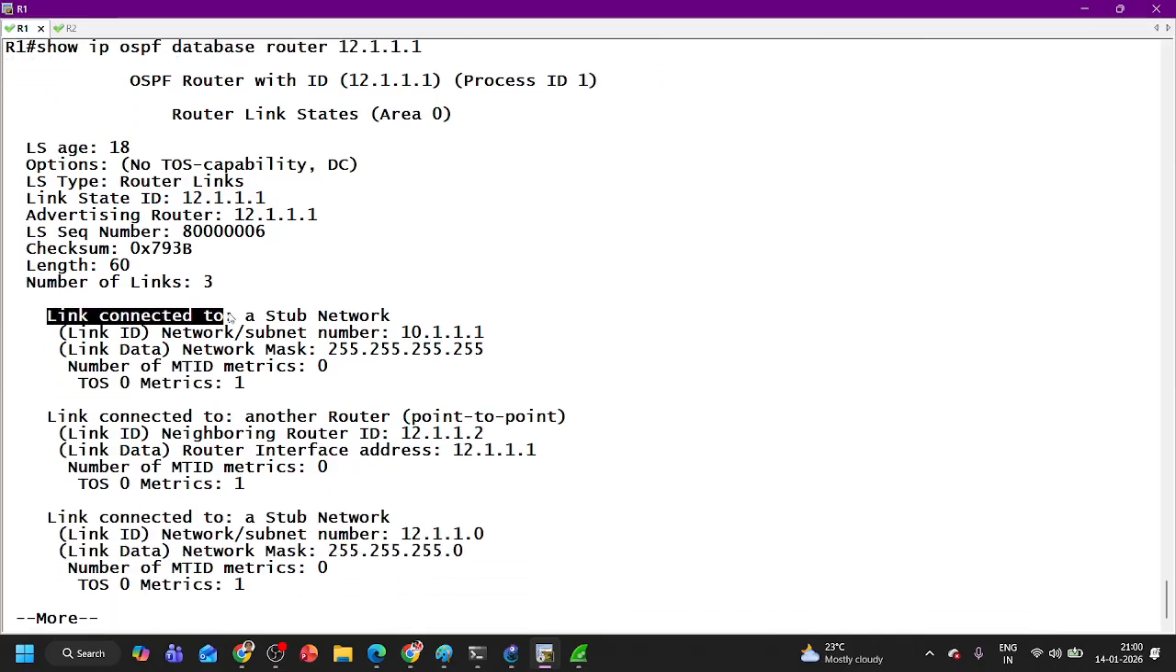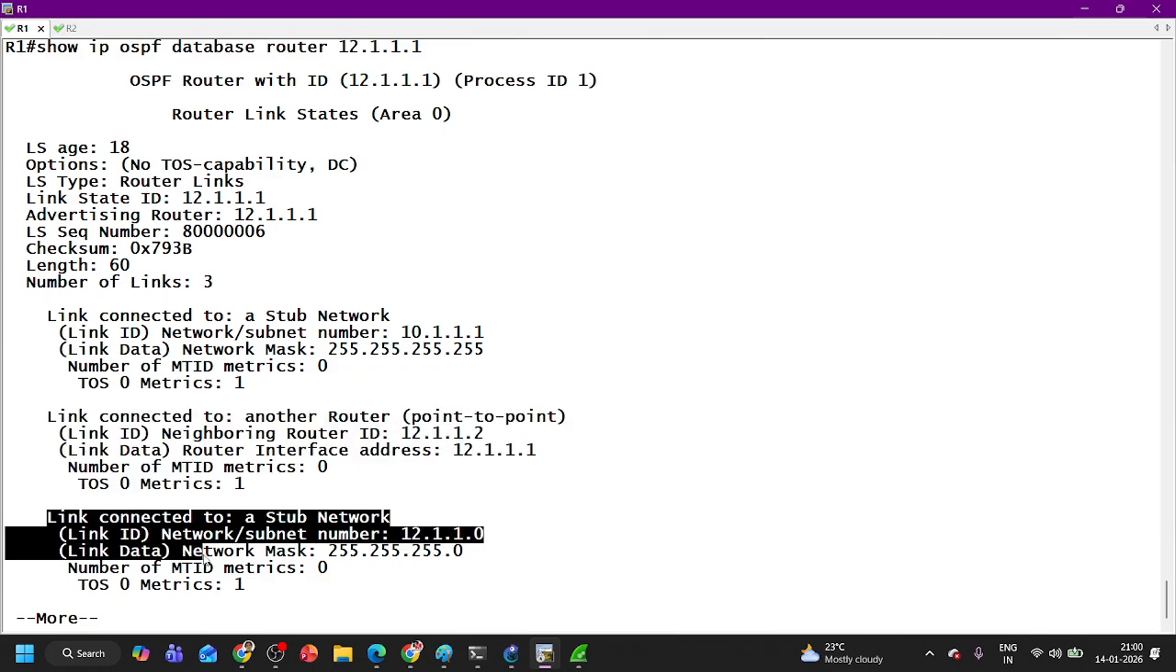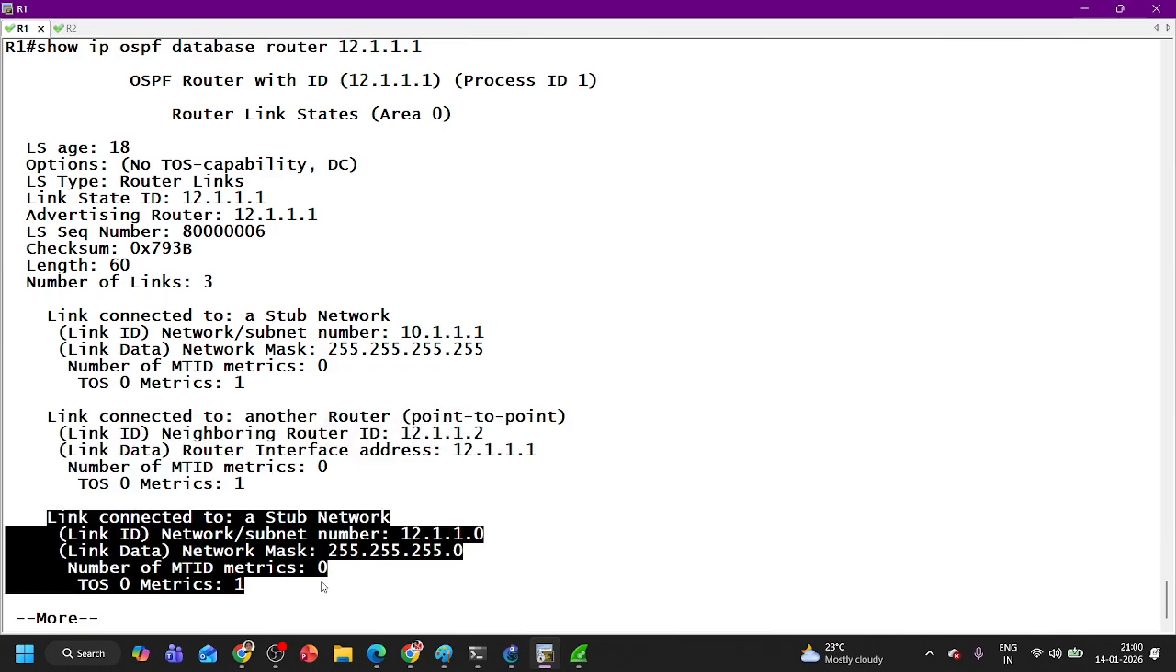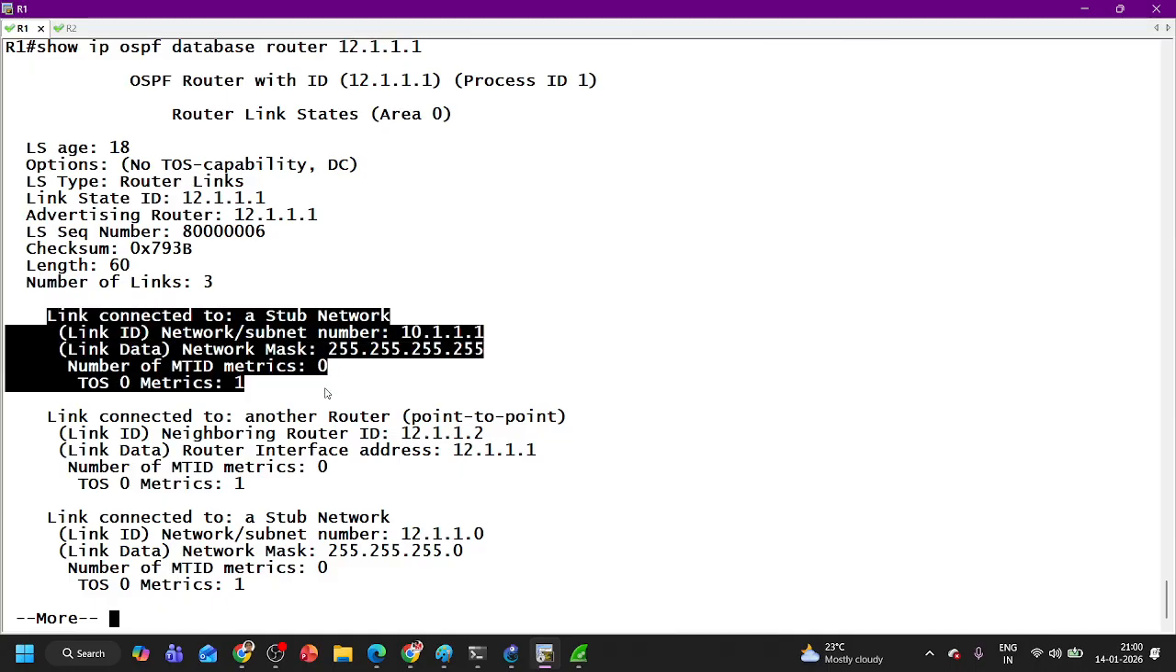What I told you, it is going to store the state of link in their LSDB, right? So how many links are there on router number 3? 3. And this is the first information of first link, second link and third link. Actually, it is considering their neighbor also as a link. 12.1.2 is the neighbor. So 3 links are there, and here you can see the information of link.